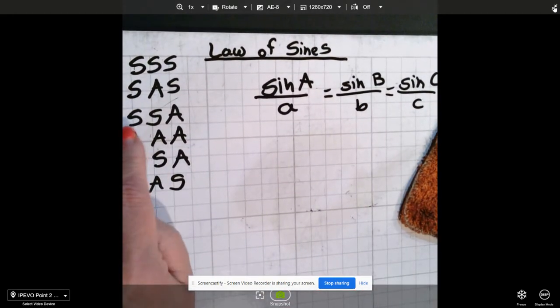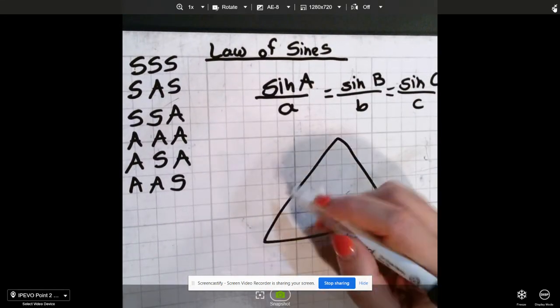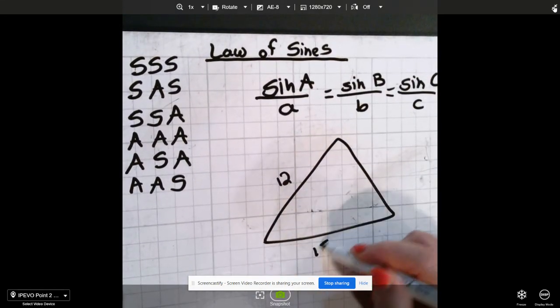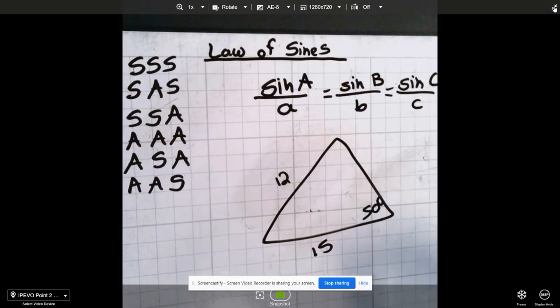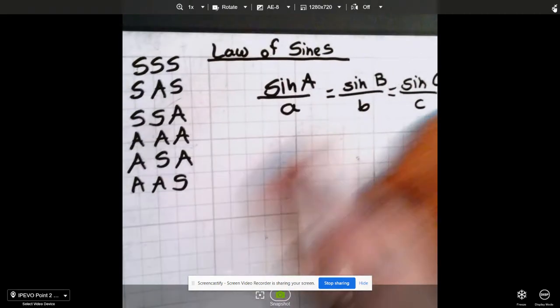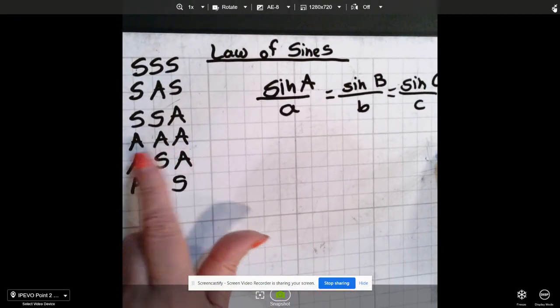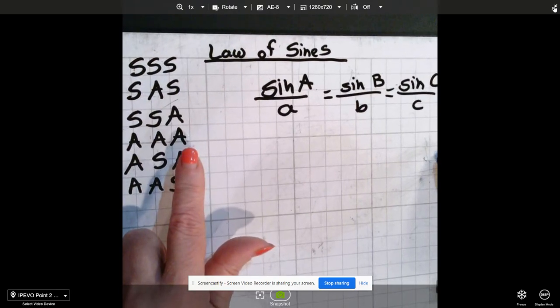The last one stands for two sides and an angle. So that's kind of the example I just showed you, where I would know like this side, and this angle. So the angle is not between the two sides. The fourth one here is angle, angle, angle. It means I only know the angles. I don't know any sides of the triangle.